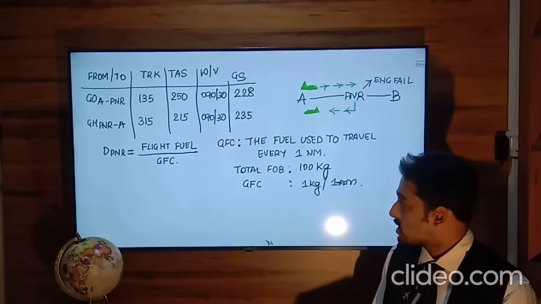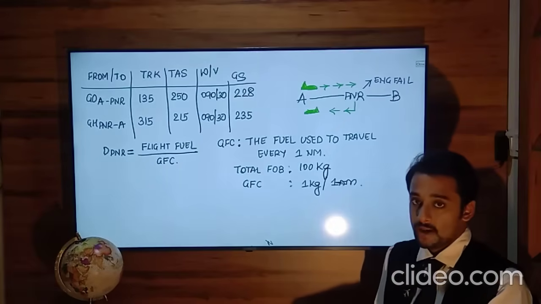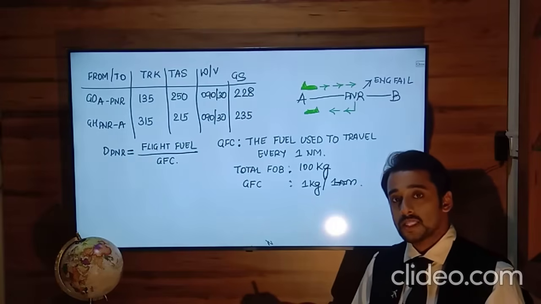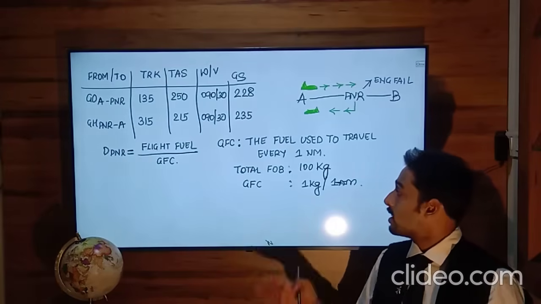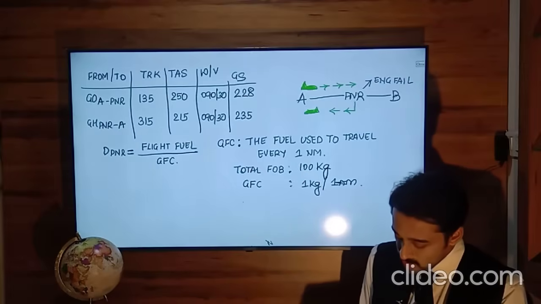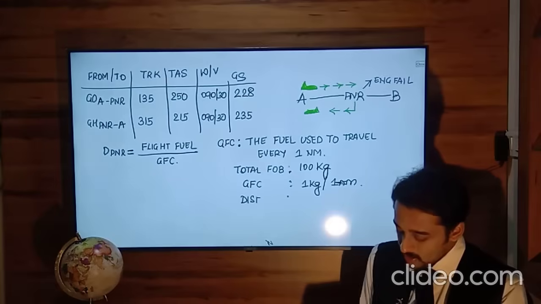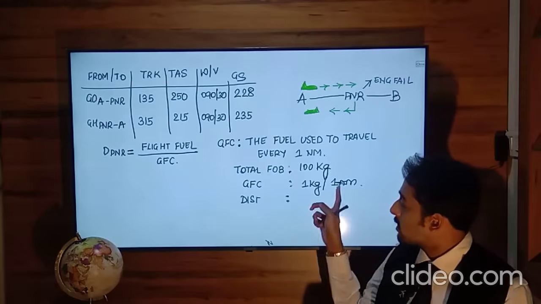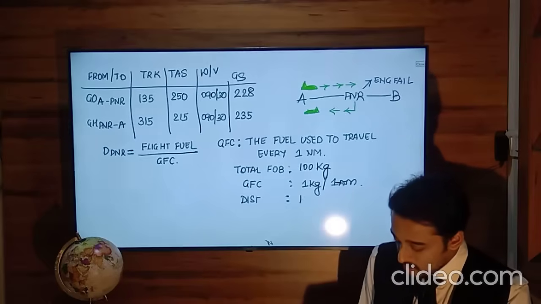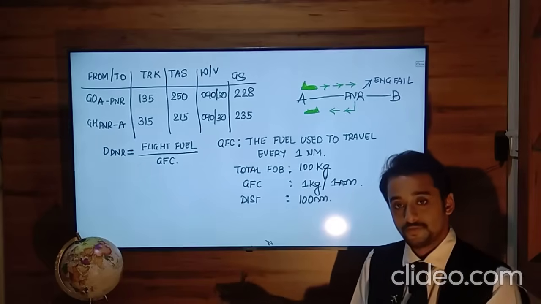You are using 1 kg of fuel every 1 nautical mile and you have a total fuel of 100 kg. So how many nautical miles will you travel? How far will you travel using all the available fuel, which is 100 kg? The distance will be, if you travel 1 nautical mile with 1 kg, then for 100 kg you will travel 100 nautical miles.